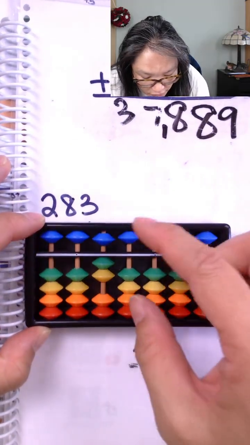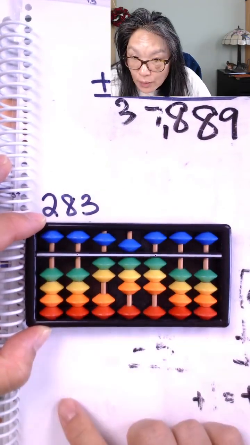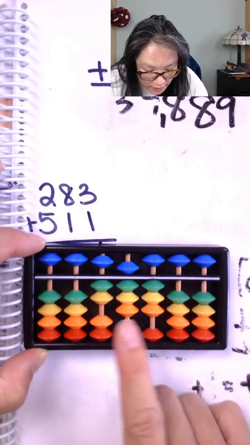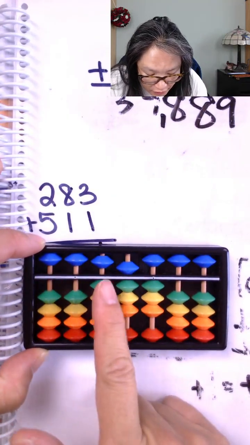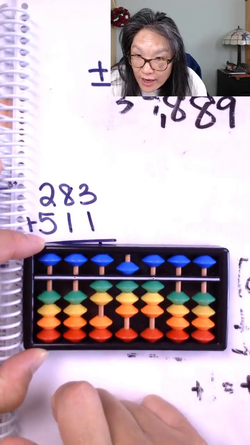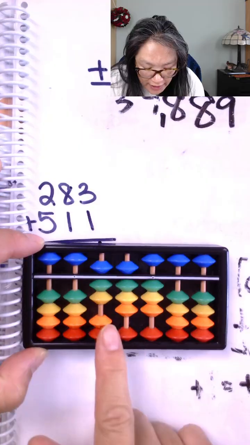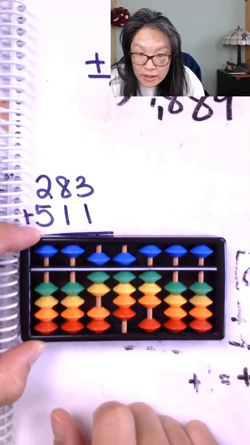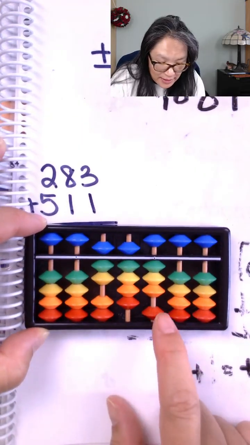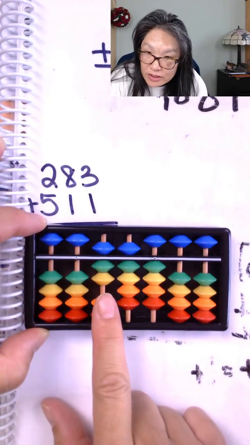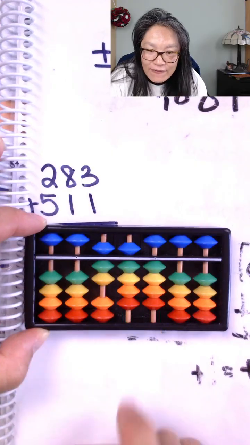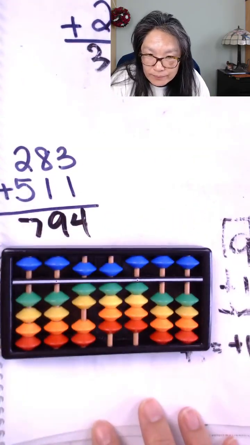If I have 283, right? I want to add 511. Do I have enough for 5? Yes, I'm going to add 5. Do I have enough for 1? Yes, I add the 1. Do I have enough for another 1? Yes, I have another 1. So my final answer is 794. Does that make sense?